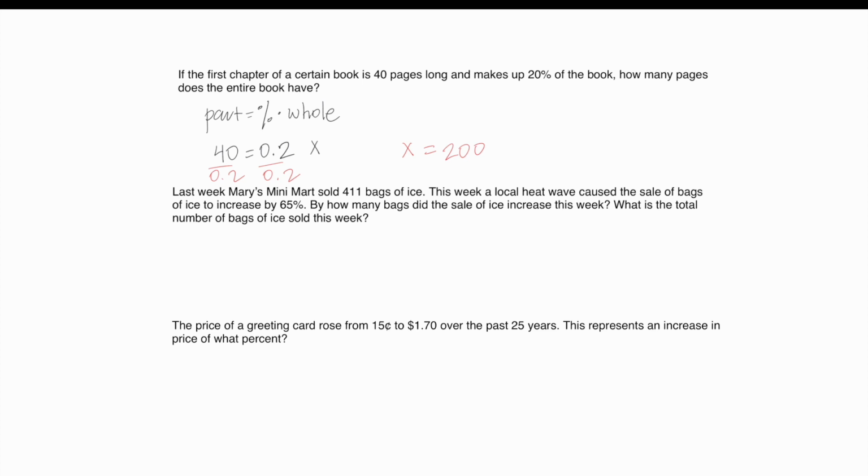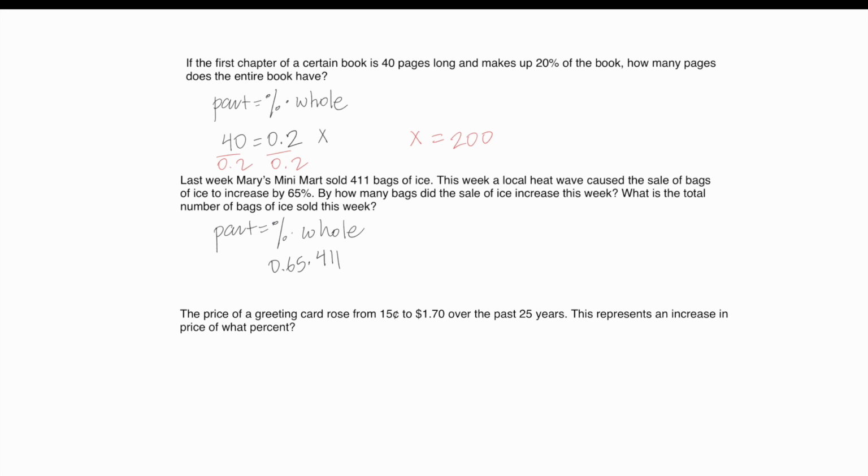So again, starting with our formula, part equals percent times the whole. 411 is the number of bags of ice before the heat wave, before the increase, so that is our whole, 411. And then the percent is 0.65. The part is what we're looking for. So it looks like this part is 267.15. Now again, because these are bags of ice, you will likely be asked to round, so we're just going to say 267 bags of ice.